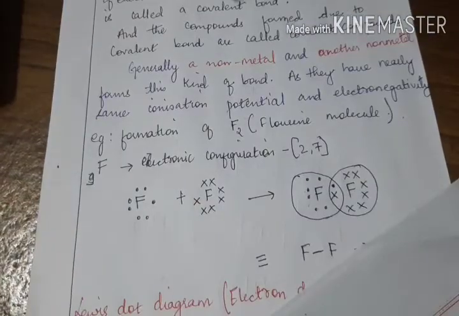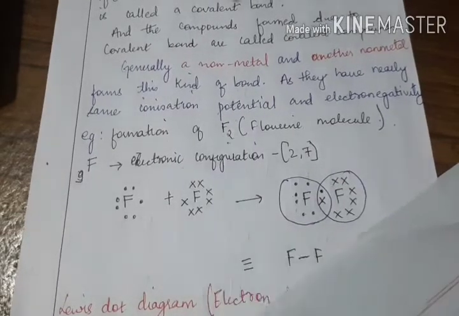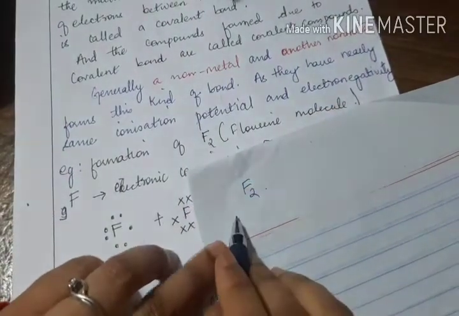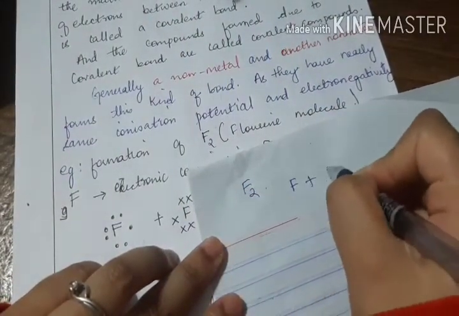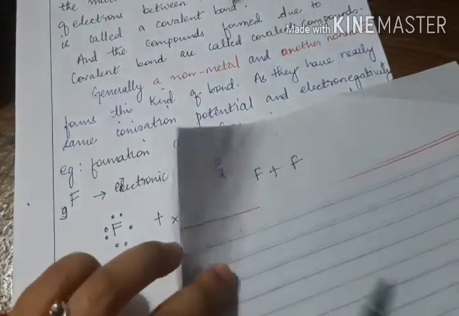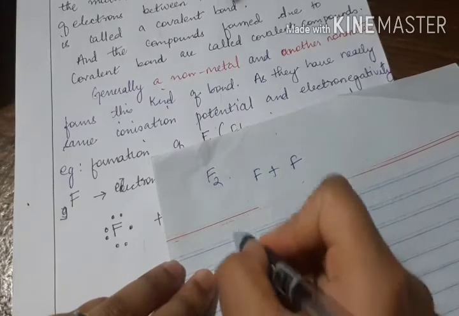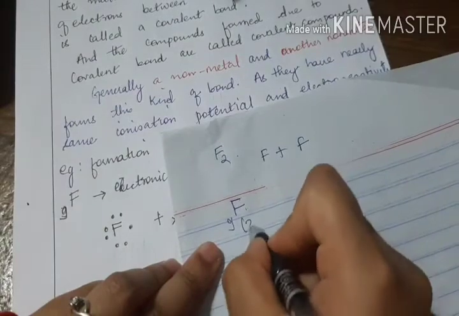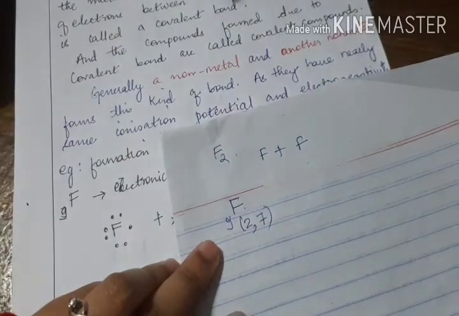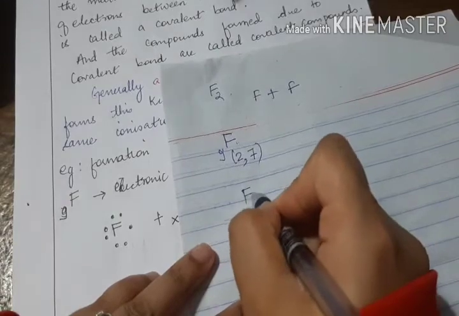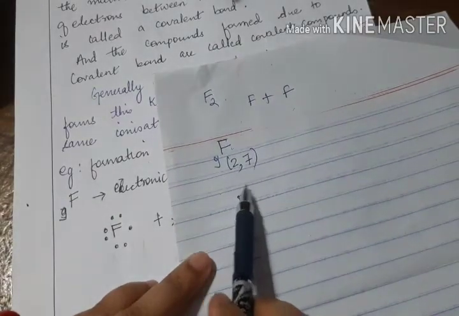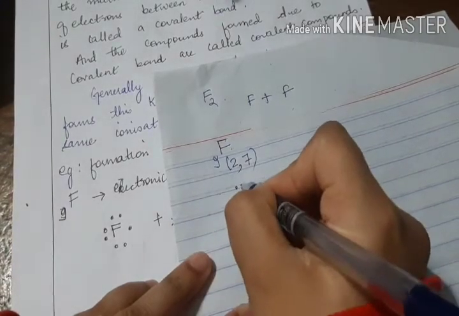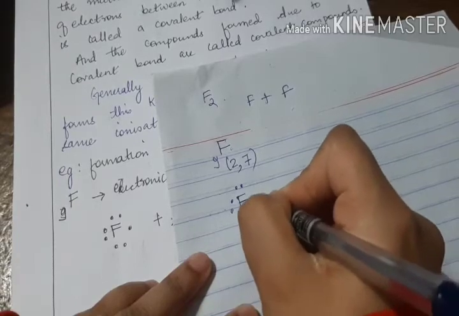Now let's understand by taking an example. The example is that of the fluorine molecule, F2. So have a look. The fluorine molecule is formed by two fluorine atoms. You know that fluorine is a non-metal, and its atomic number is 9. So its electronic configuration is 2 in the first shell, then 7 in the second shell. If you want to draw the electron dot structure, how many dots are required here? 7, the valence electrons. So 7 dots: 1, 2, 3, 4, 5, 6 and 7.